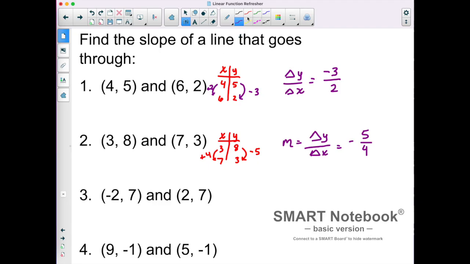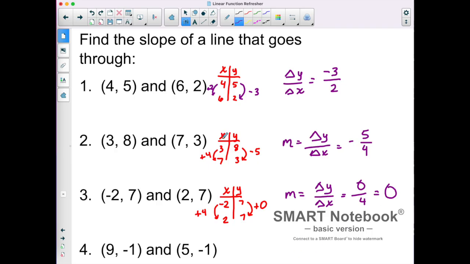And then for the next one, we have -2, 7, and 2, 7. Here, the y values are not increasing at all, so that we have an increase of 0. But the x values did increase by 4. So the slope of this one, change in y over change in x. The y change is 0, so that would become 0 over 4, but 0 over 4 is just 0. So that has a slope of 0.